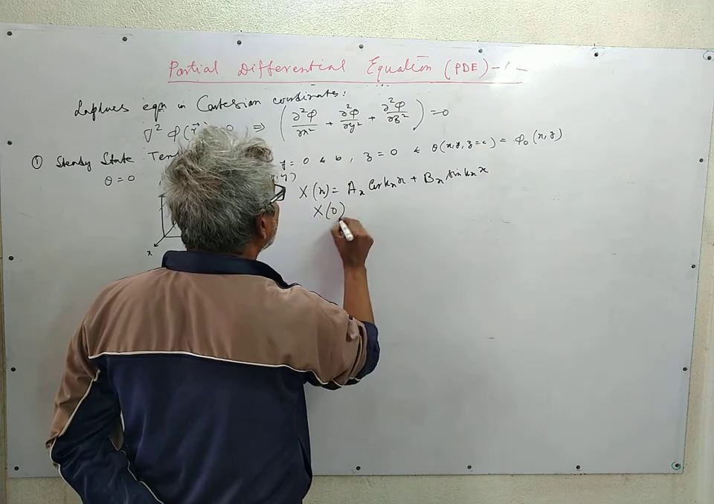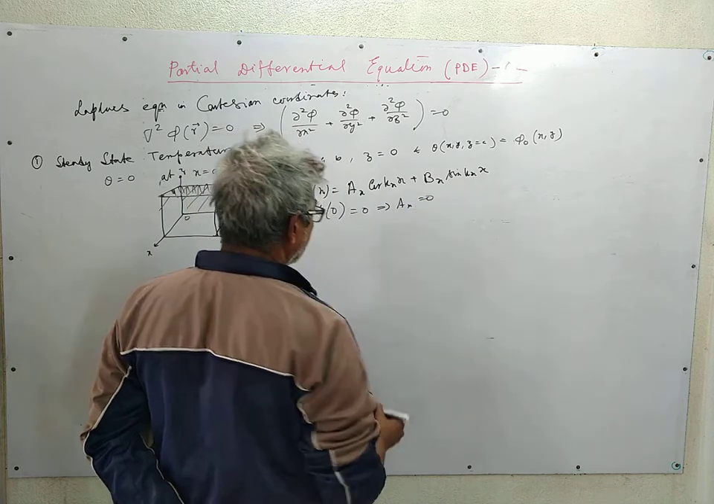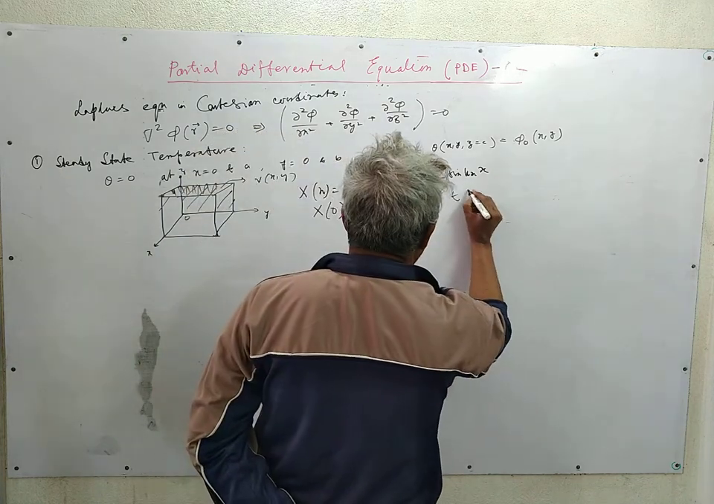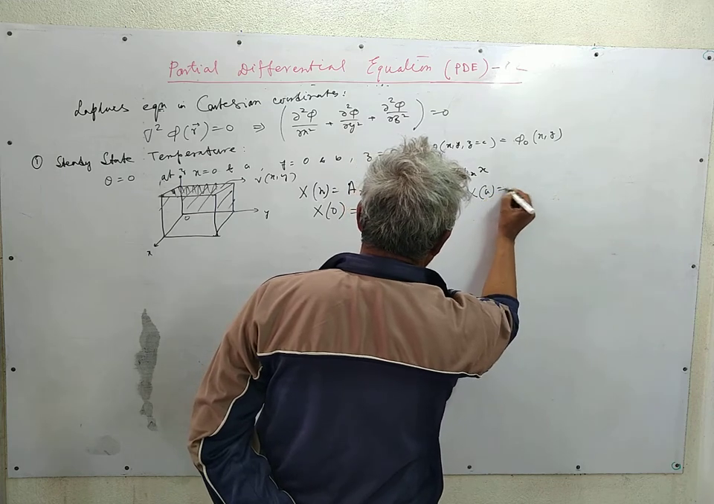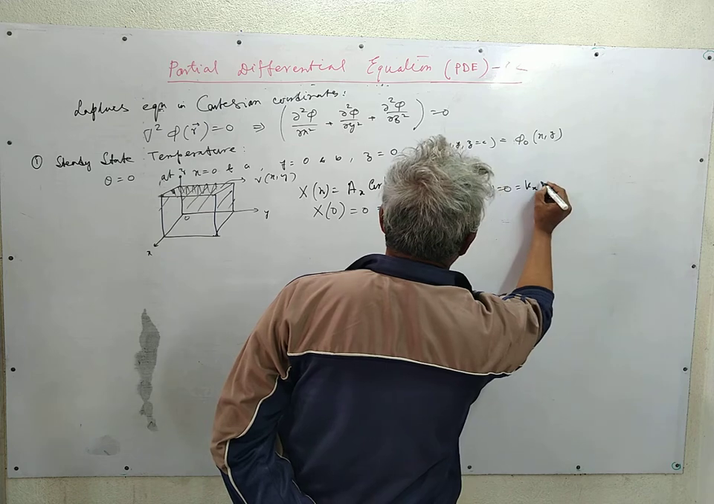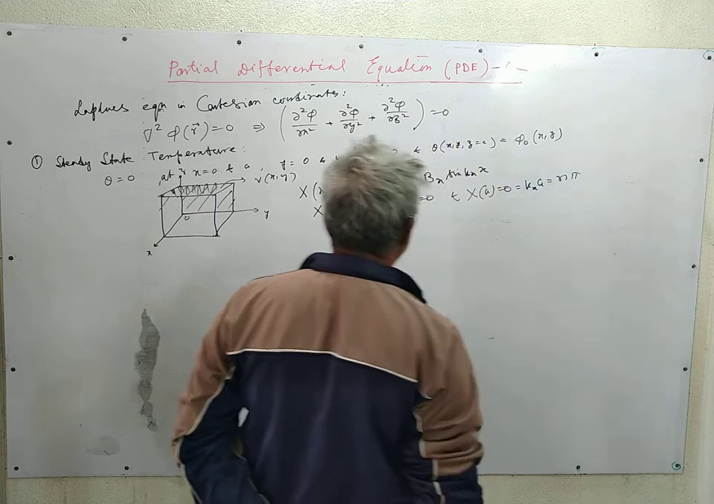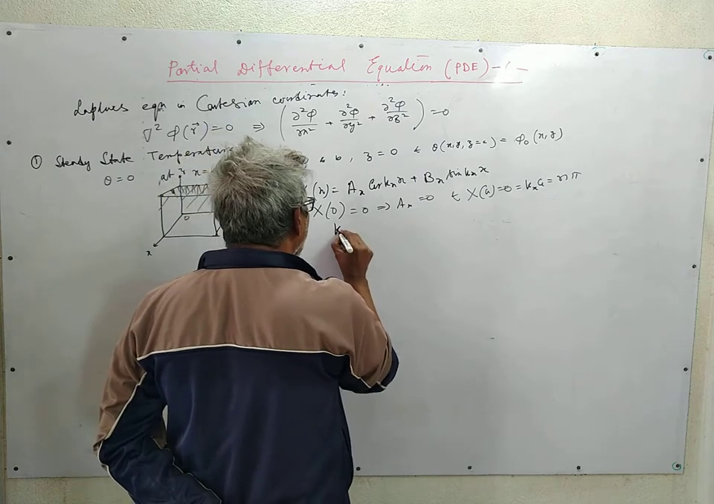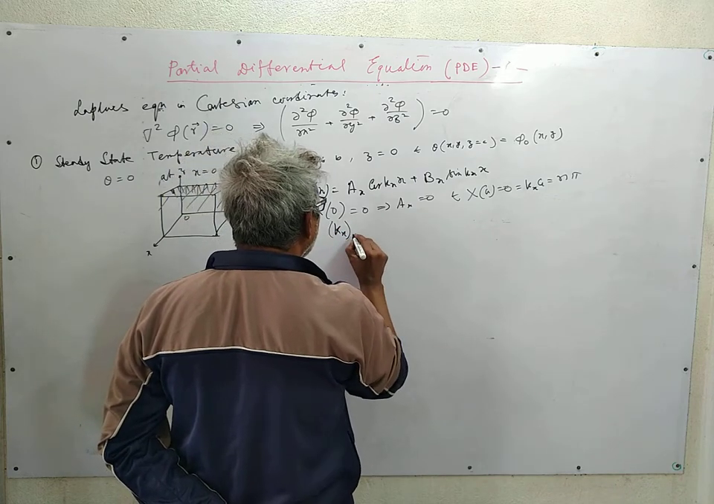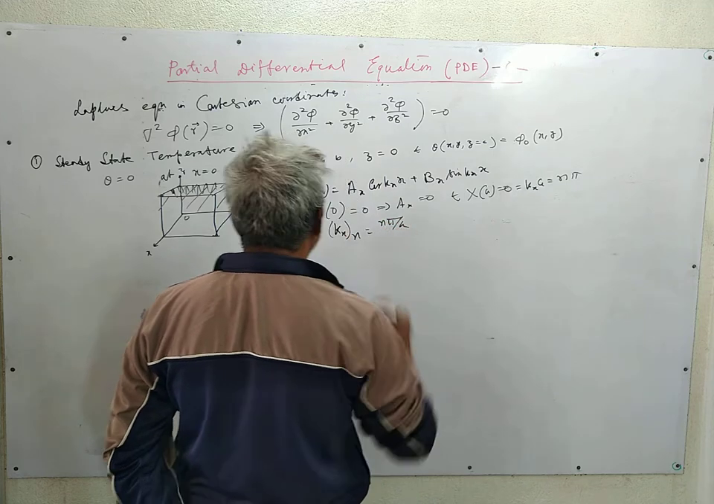X at 0 is equal to 0 implies ax is equal to 0, and x at a is equal to 0 implies kx a is equal to n pi. So kx is quantized, kx of n is equal to n pi by a.